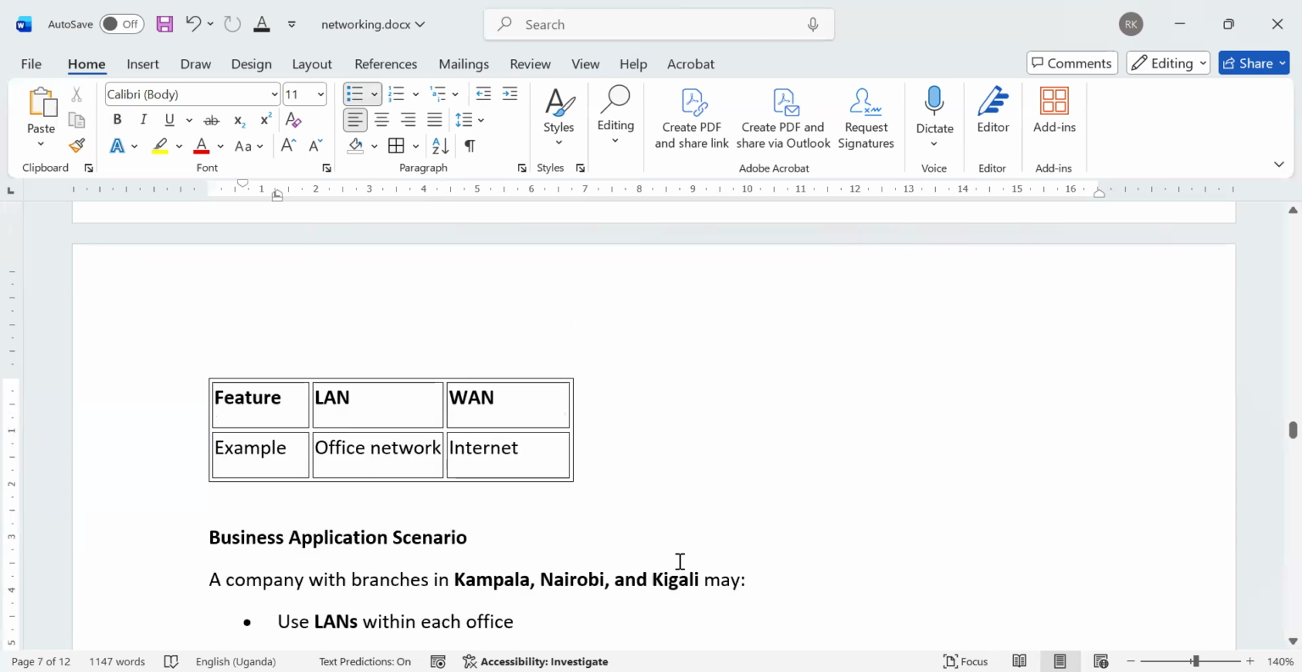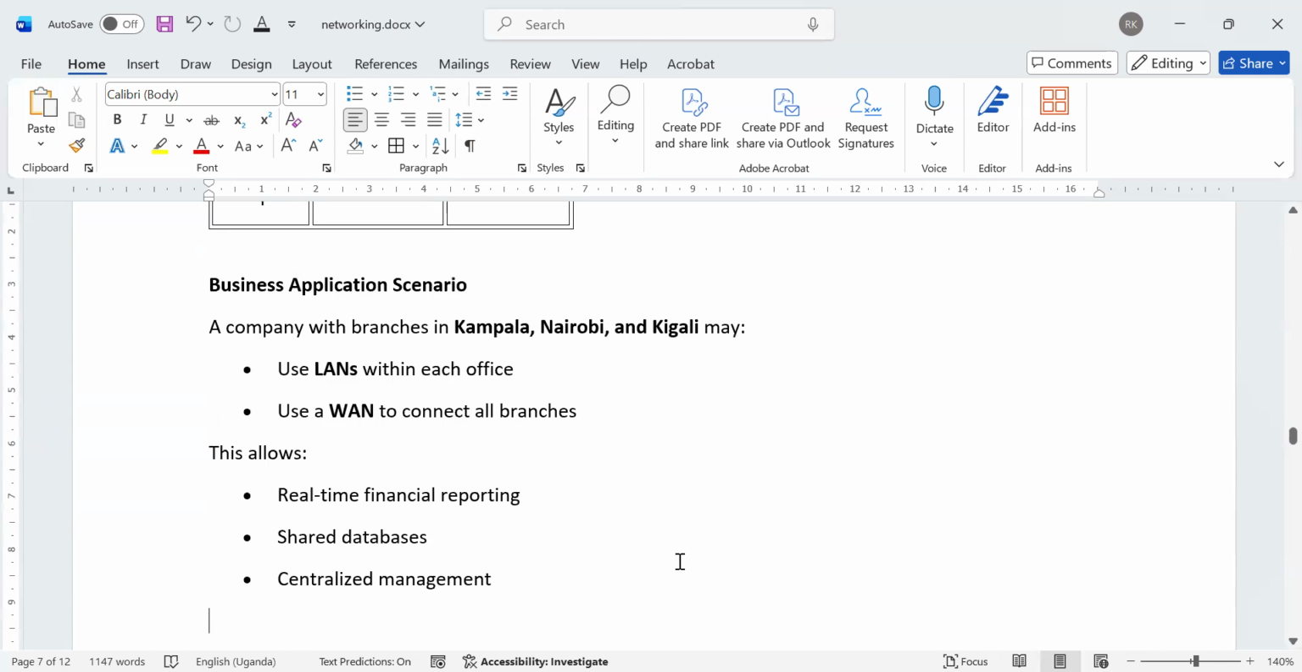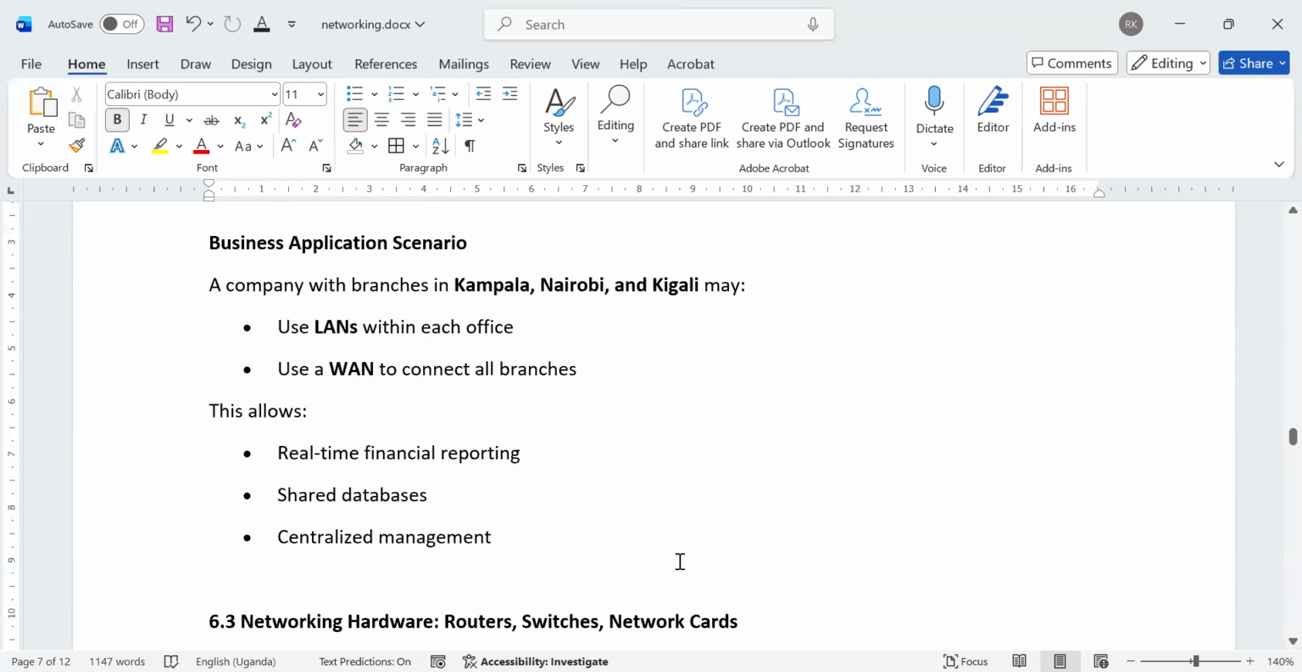An example, we have office and we have internet. Okay, I have a scenario, an application. A company with branches in Kampala, Nairobi, and Kigali may use a LAN within each office. For example, Centenary Bank Masaka may use a LAN within there, Centenary Bank Mbalala may use a LAN within there, Centenary Bank Gulu may use a LAN within there. But when they want to connect all these branches together, they have to go to the WAN, which is the internet connection. And this will allow real-time financial reporting, shared databases, centralized management.